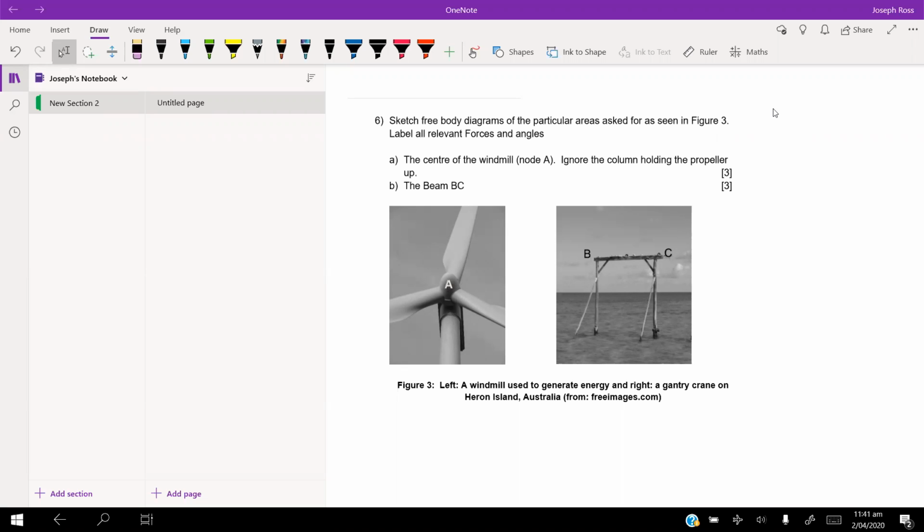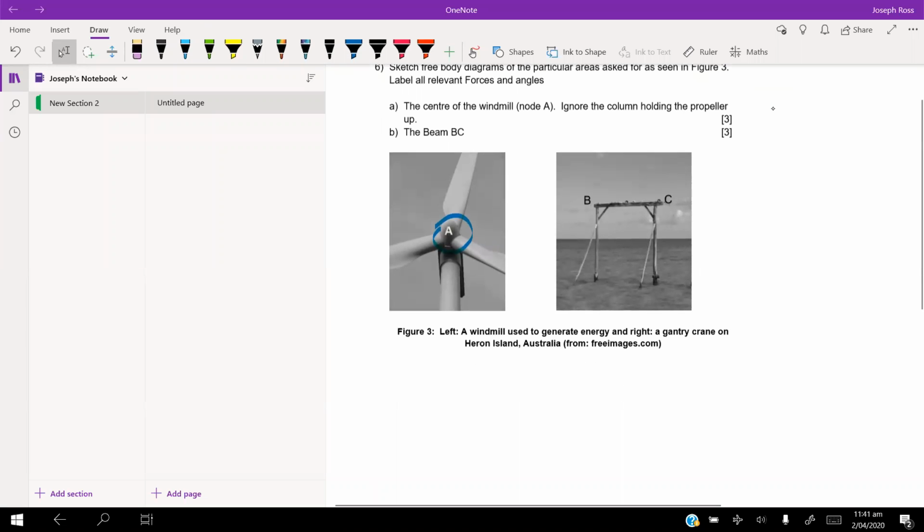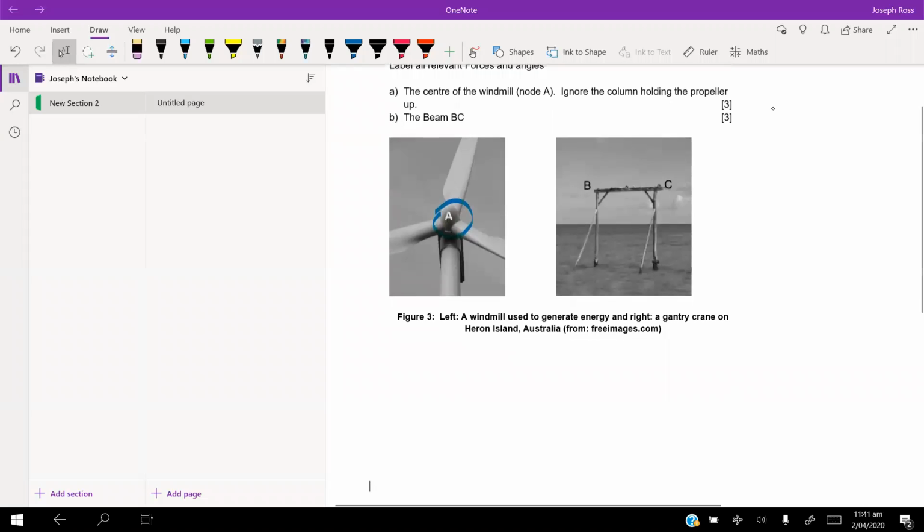Part A is about the centre of the windmill, which is node A, which means that we are only interested in the forces acting on that central part of the windmill there. So we want to ignore the column holding the propeller up, which means the only forces acting on A, first of all, we're dealing with a node, so that point has no weight itself. The only forces are going to be due to the three blades.